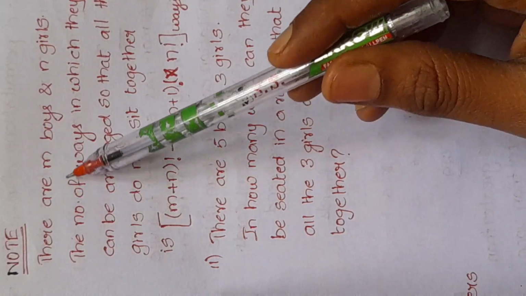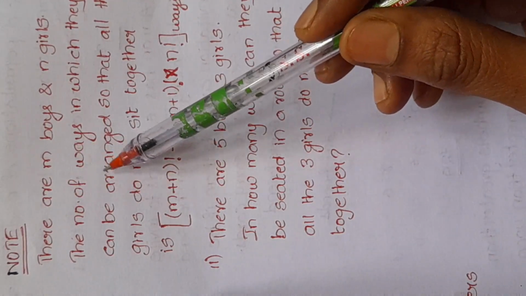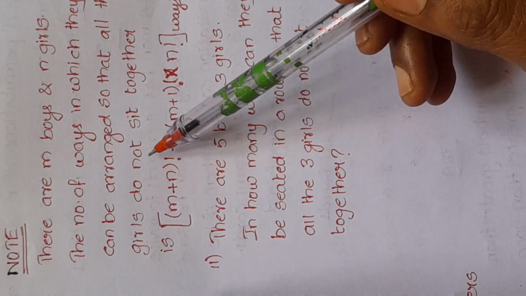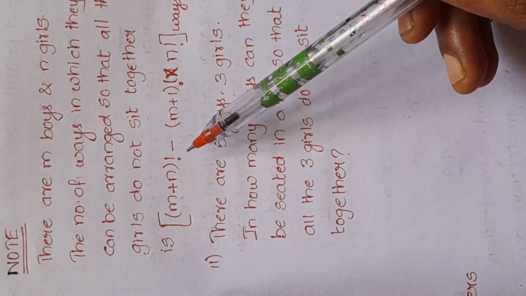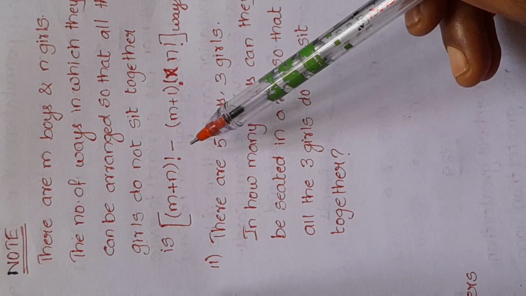Let us continue our permutations and combinations topic. Note point, there are m boys and n girls. The number of ways in which they can be arranged so that all the girls do not sit together is (m plus n) factorial minus (m plus 1) factorial into n factorial ways.